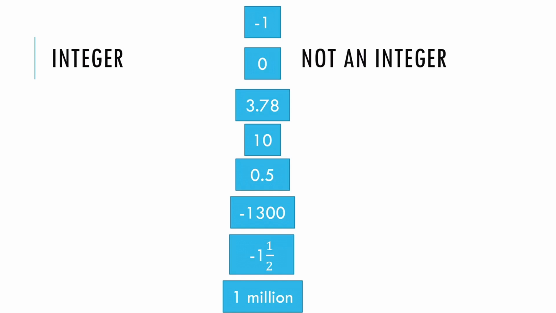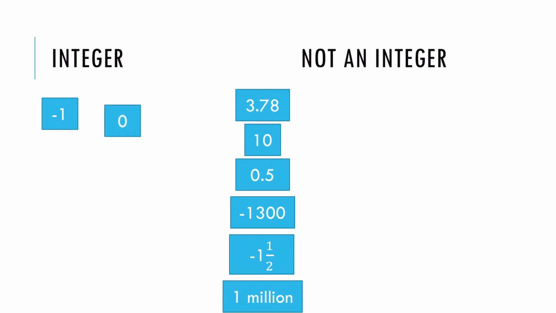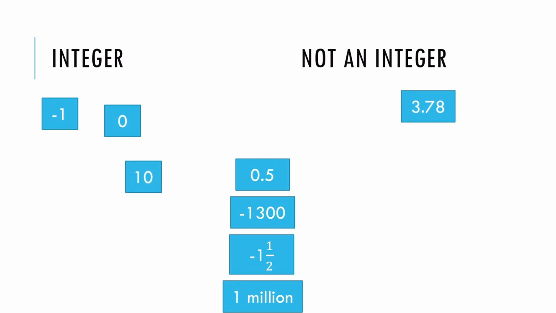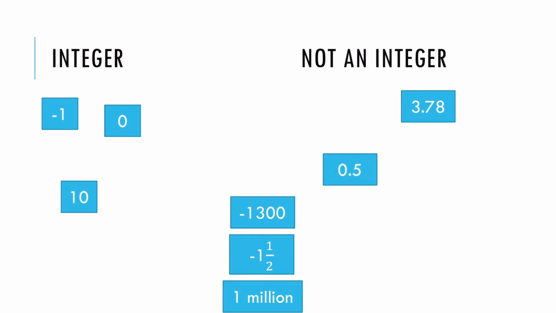So let's start with negative 1. Negative 1 is just a negative whole number, so that is an integer. 0 is a whole number, that is also an integer. 3.78 is not a whole number, so that's not an integer. 10 is a positive whole number, that is an integer. 0.5 is a decimal, that is not an integer.